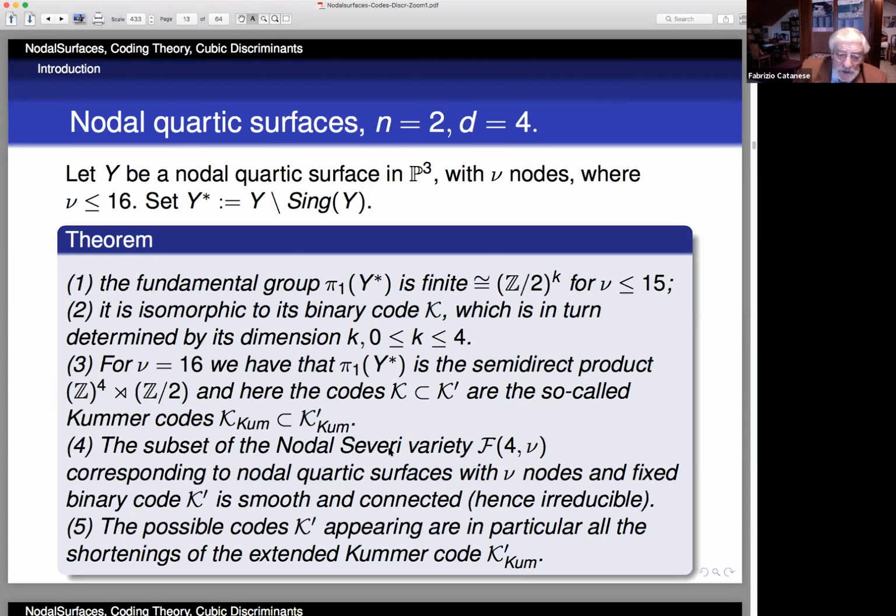And here the codes are the so-called Kummer codes. There are two codes, K Kummer and K prime Kummer. And the subset of the nodal Severi variety F for ν corresponding to nodal quartics with ν nodes and a fixed binary code K prime is smooth and connected, in particular irreducible. And the key point is that the possible codes K prime appearing are in particular all the shortenings of the extended Kummer code K prime Kummer. So this is the theorem. It classifies all the components of this Severi variety through these codes, which are the shortenings.